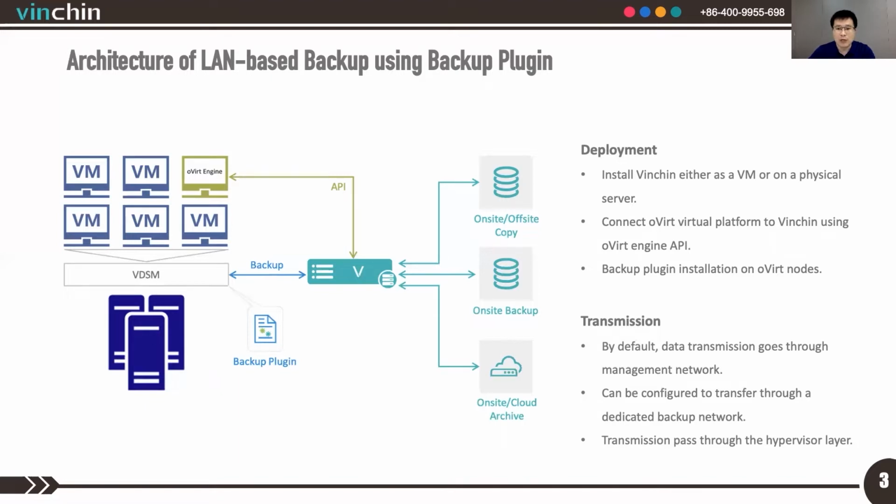By default, the transmission will go through the management network through the hypervisor layer. But if you have a dedicated network for backup, and both the oVirt nodes and the Vinchin server have been connected to that network, you can change the listening IP of the backup plugin from the oVirt node command line interface to enable transmission over the dedicated backup network. But in our new version, the listening IP will be configurable directly from the Vinchin Web Console. Okay, that's a brief overview of the LAN-based backup using Vinchin backup plugin.